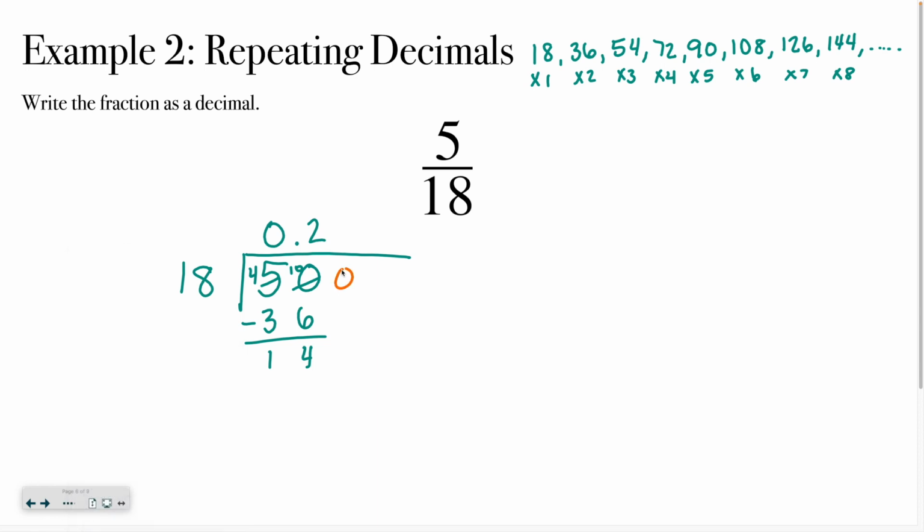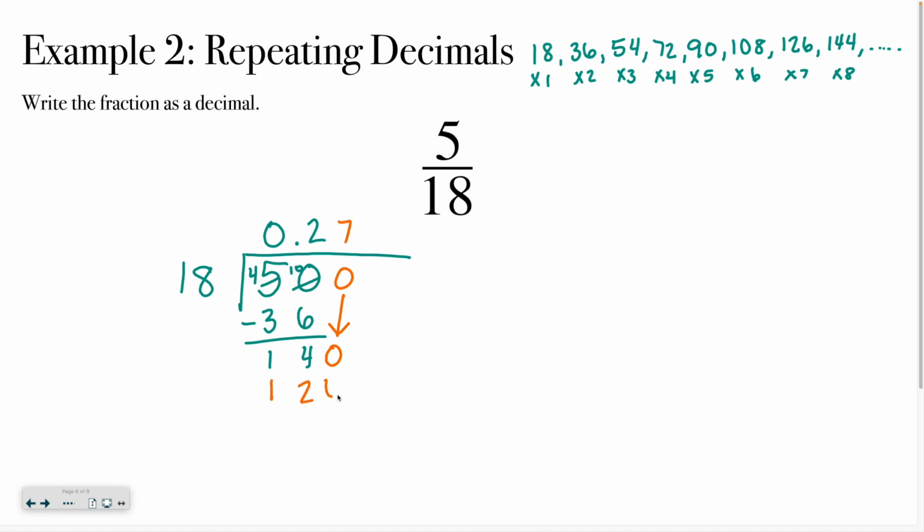Then I'm going to add another 0. And now I want to think, how many times can 18 go into 140 without going over? Well, I see it goes into 126 7 times, but times 8 would be 144. So 144 is too big. So I would have to say it can go in 7 times.